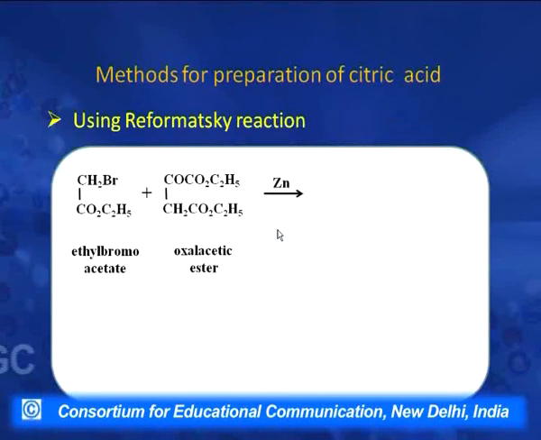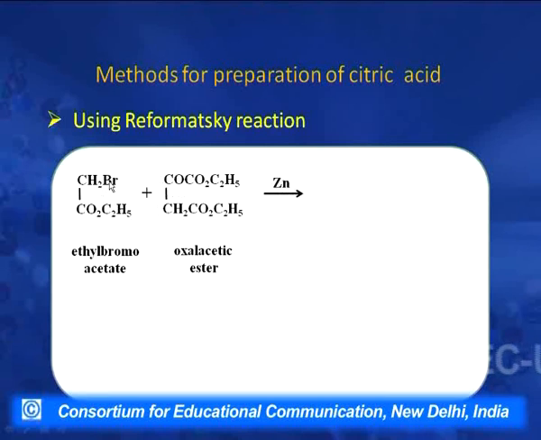Citric acid can be obtained using the Reformatsky reaction also. I discussed just before that the Reformatsky reaction involves the treatment of alpha bromoesters with aldehydes or ketones in presence of zinc. So here that reaction is used. We take ethyl bromoacetate and oxalyl acetic ester. This is the carbonyl group on which the addition will occur in presence of zinc.